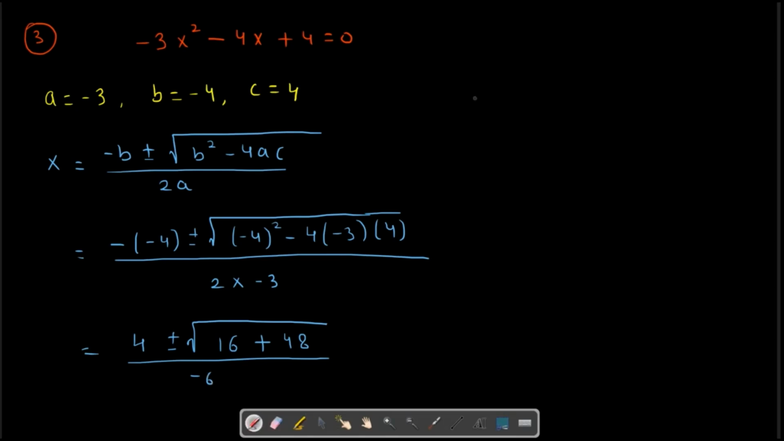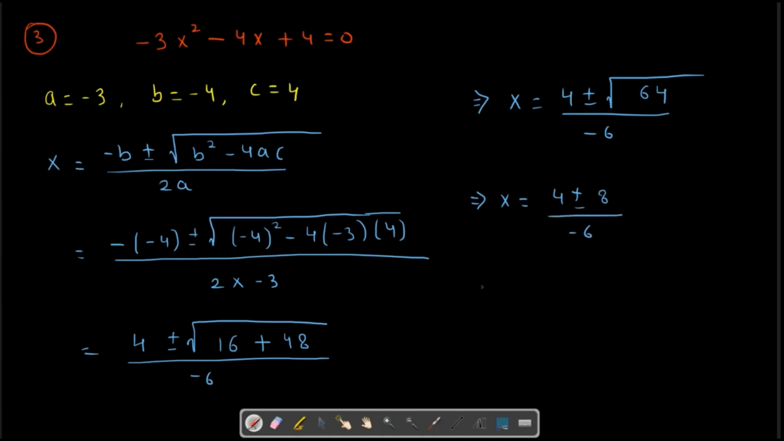So this can further be simplified as x is equal to 4 plus minus square root of, this is 16 plus 48, which is 64, over negative 6. So the two values of x which we are getting are 4 plus or minus, the square root of 64 is 8. So let's write 8 first. And now we can write the two values of x. The first one is 4 minus 8 over negative 6. And the other one is 4 plus 8 over negative 6.